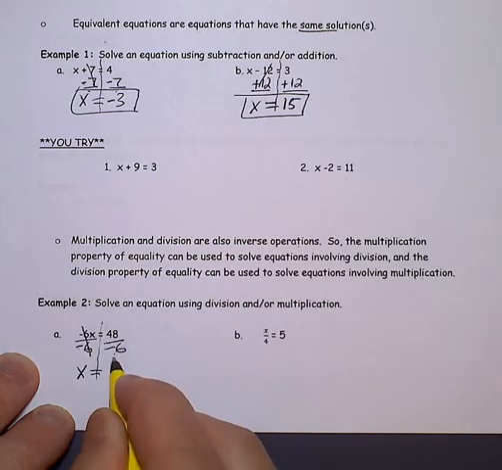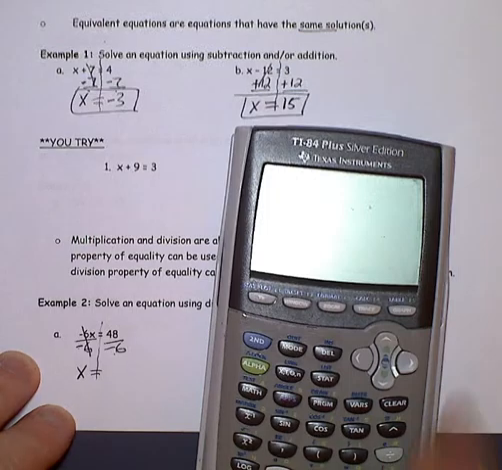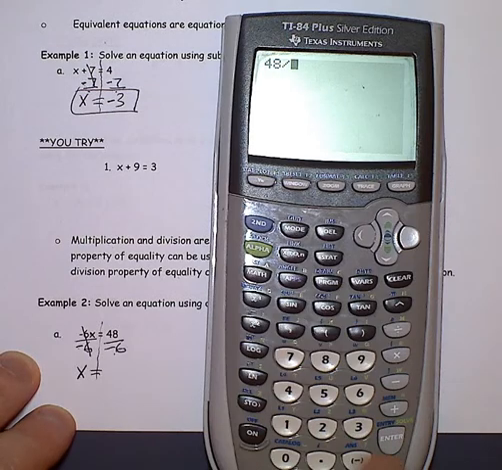Put it in your calculator, if you want, I can show you how to do that one. 48 divided by, we have to use the negative button down here, negative 6, and it equals negative 8.